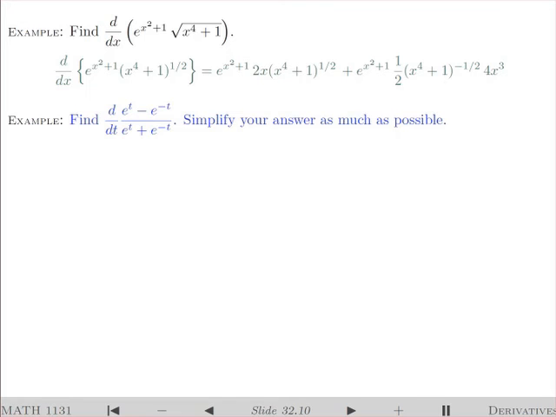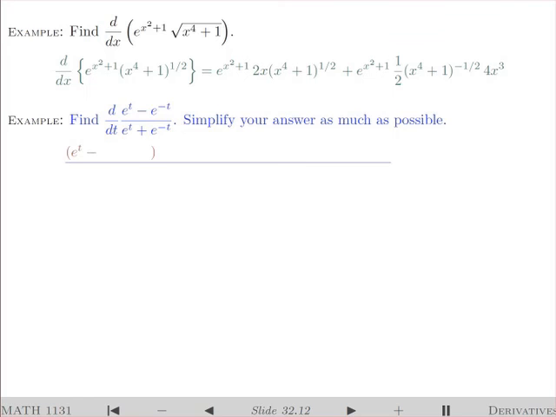This time I have a fraction, so I have to use the quotient rule. So the quotient rule says to differentiate a fraction, take the derivative of the numerator times the denominator minus the numerator times the derivative of the denominator over the square of the original function's denominator. The numerator is e power t minus e power negative t. I differentiate term by term.